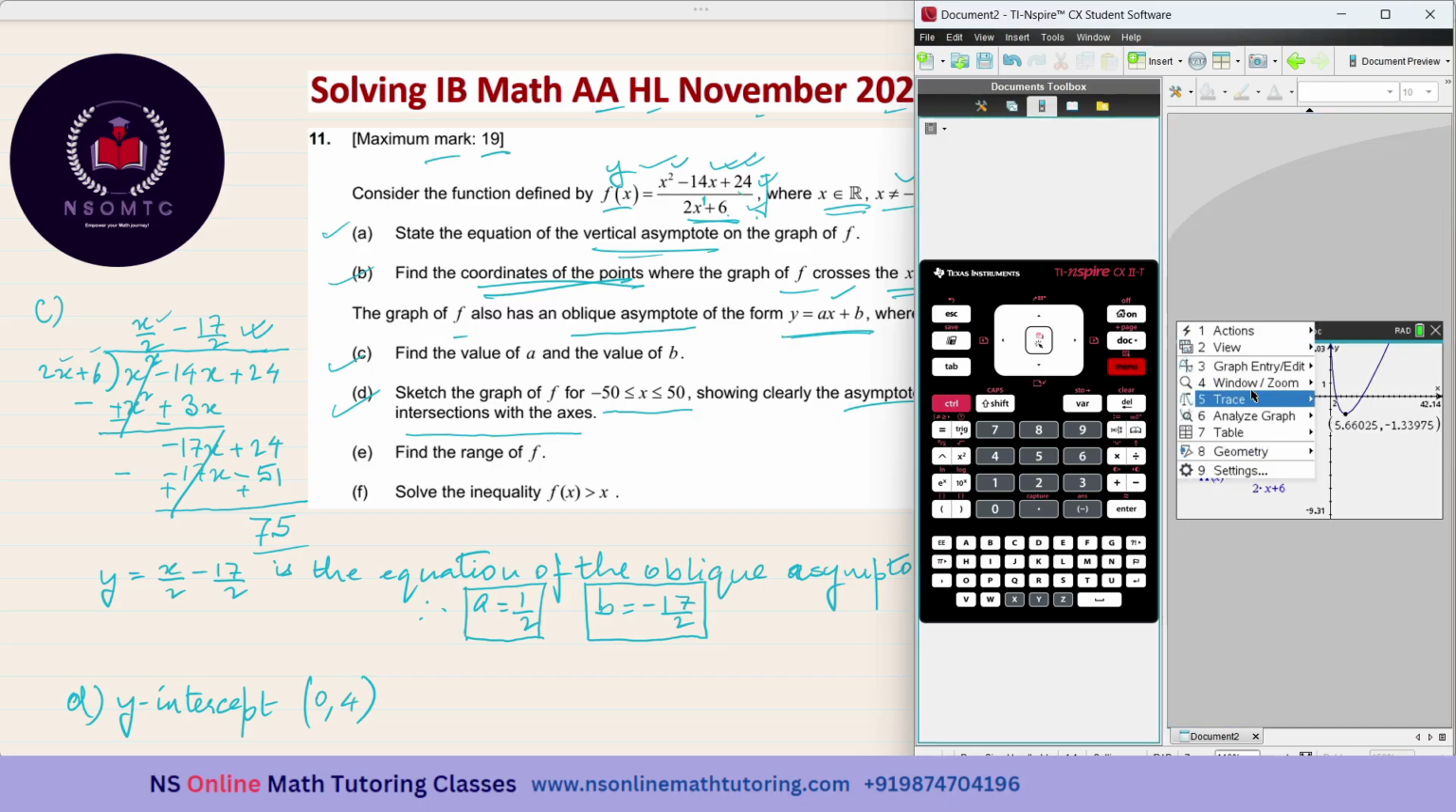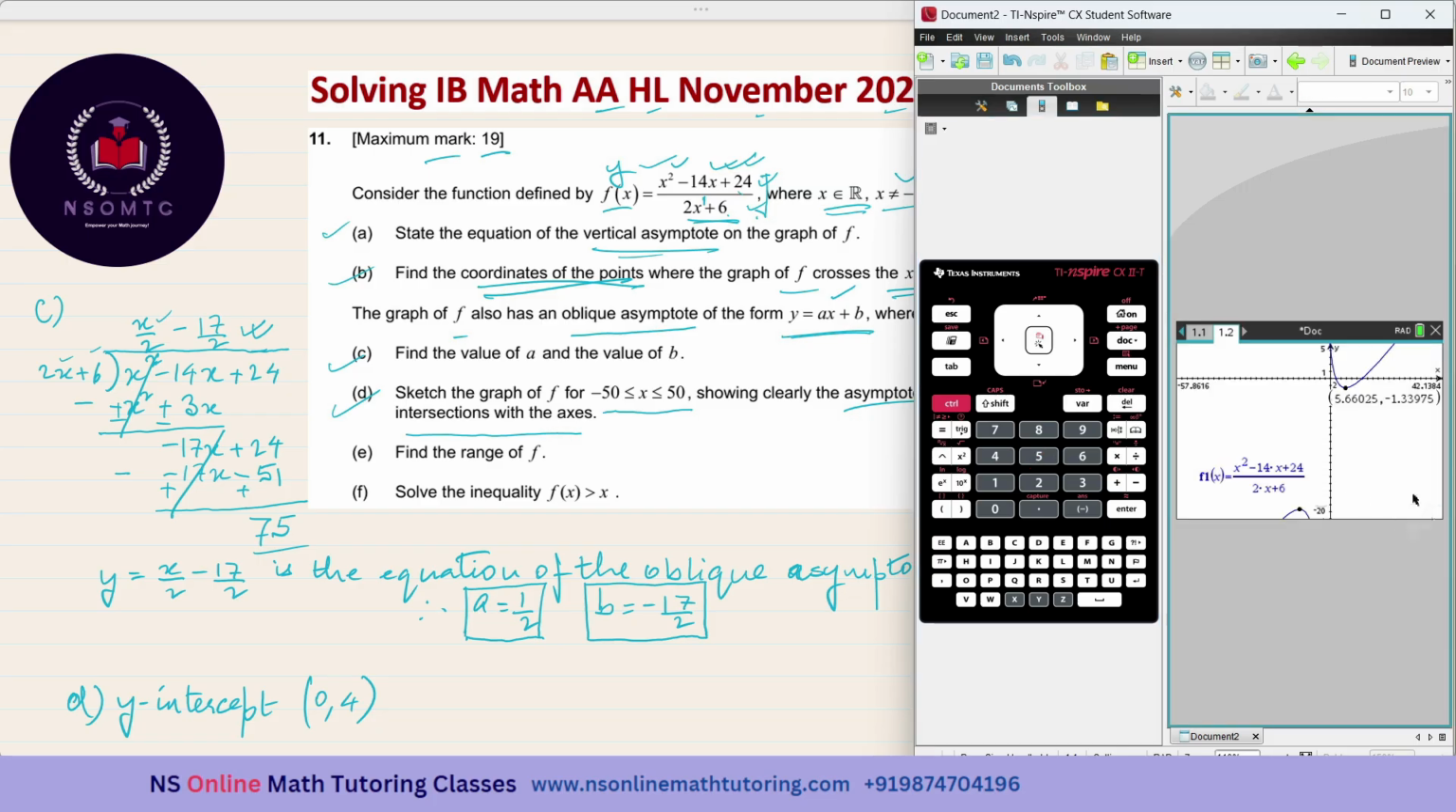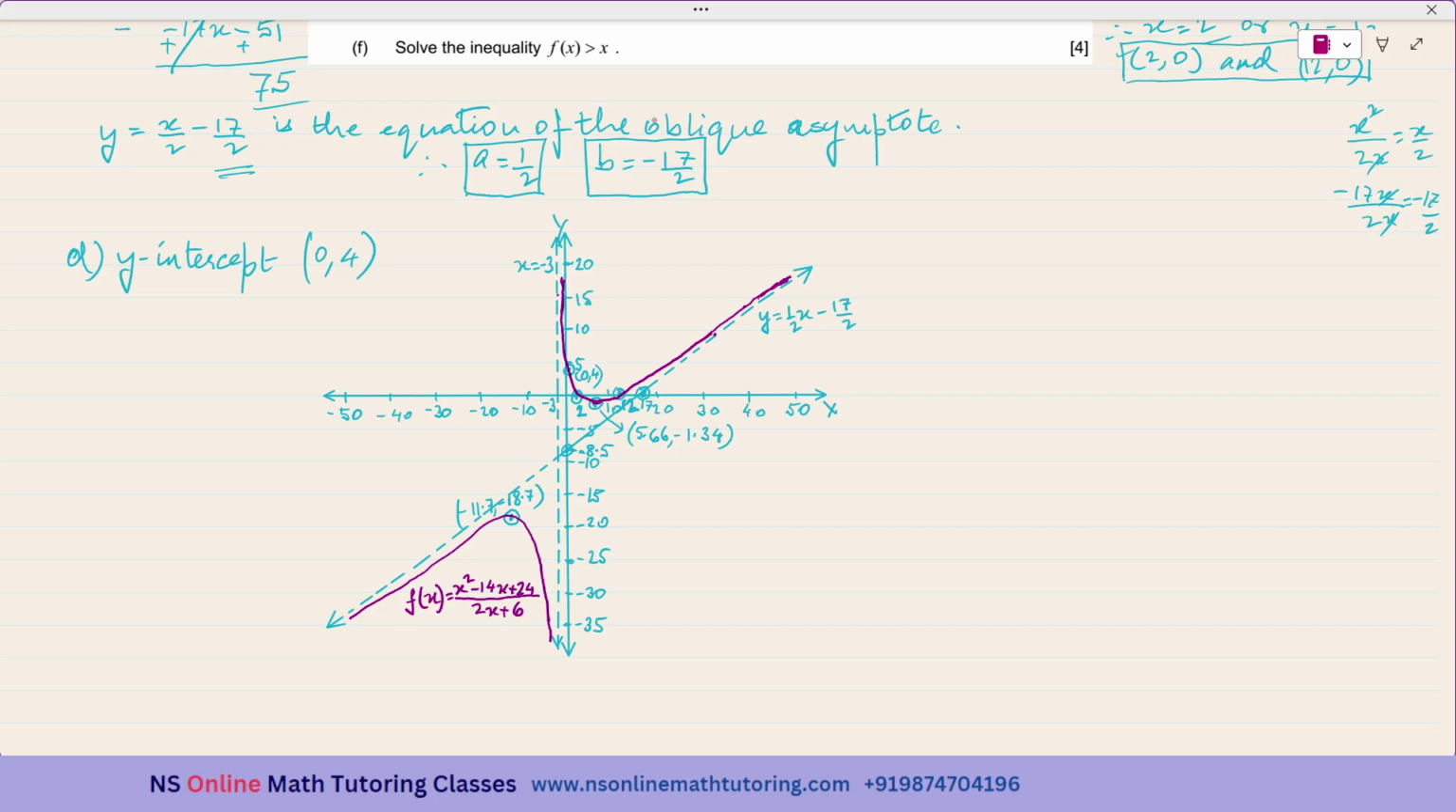So I have to go to the settings again and let me take the x values to stay the same, and for the y values, let me take this as negative 20 and this one as maybe 5. Okay, we are having both the values. Okay, let me take it over here. So this is the graph of this function expression x square minus 14x plus 24 over 2x plus 6.